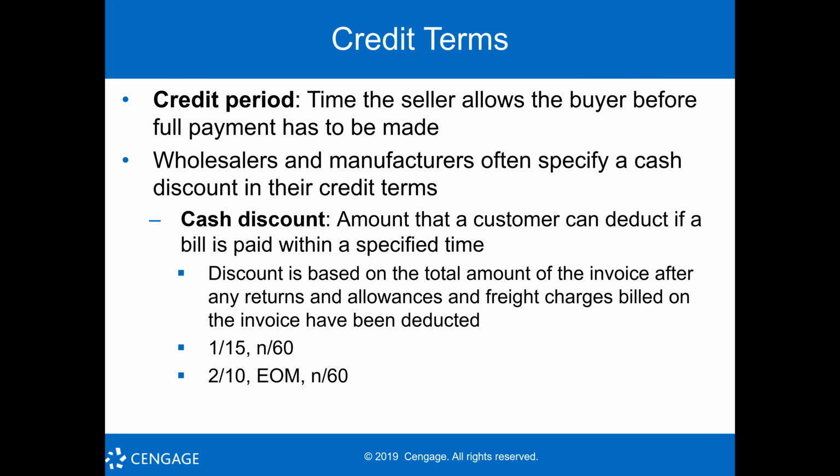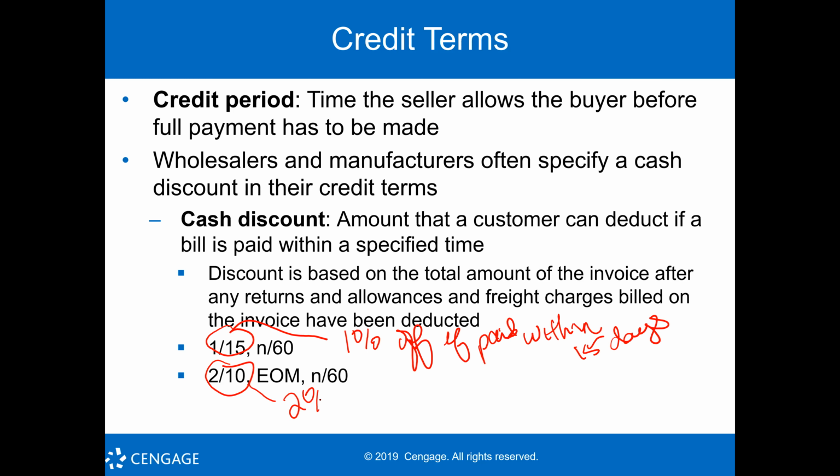Usually these cash discounts are specified on the invoice or in the contract, whether it's 1/15, remember, 1/15, 1% off if paid within 15 days, right? Or 2/10, 2% off if paid in 10 days, right?